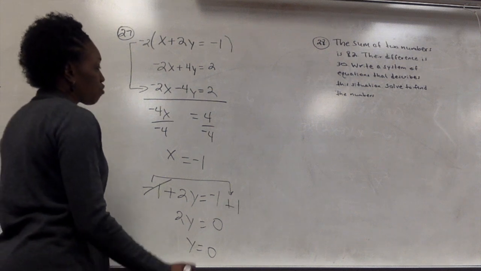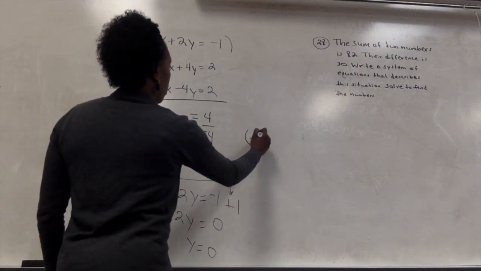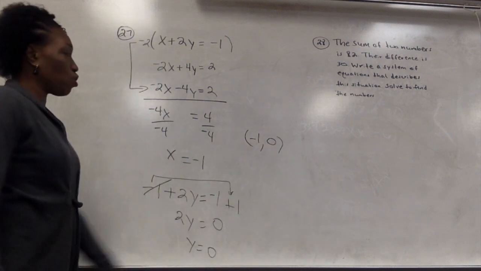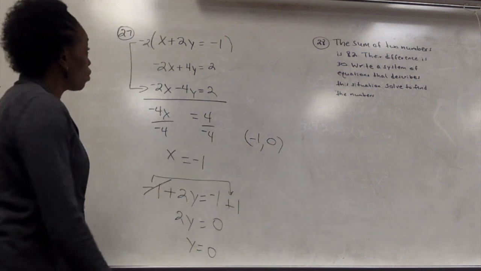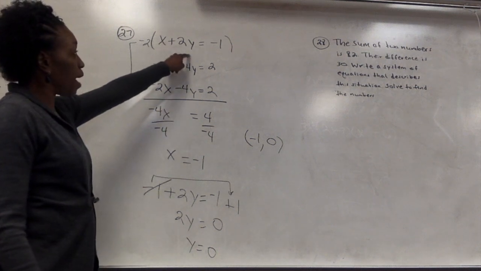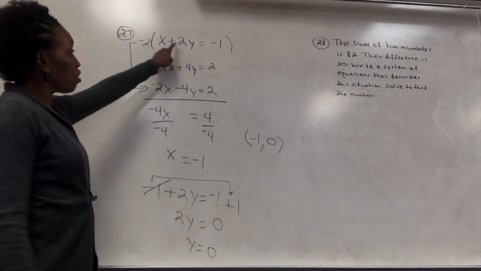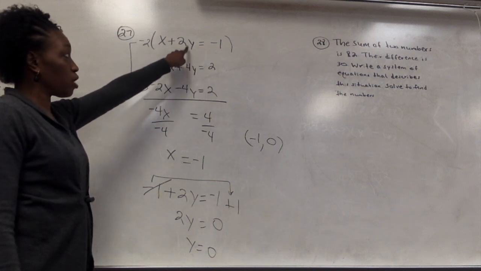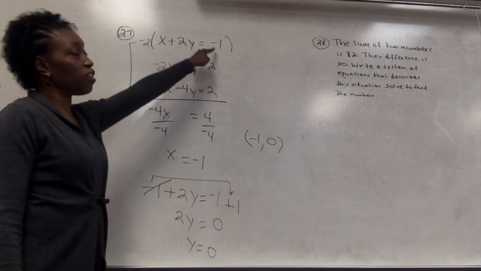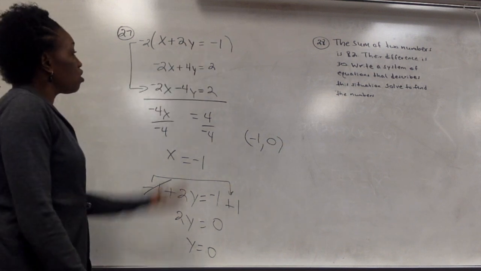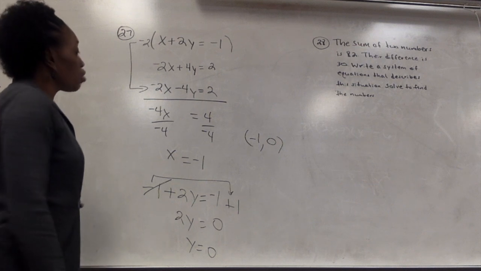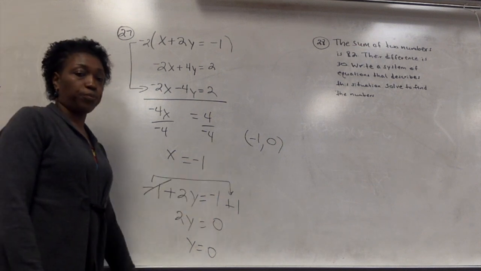So your final answer, I'm just going to write it as an ordered pair, negative 1 for my x, 0 for my y. Now, once again, once you get your x and your y and you want to check this, plug them back into the equations here. So if I have negative 1 plus 0, because 2 times 0 is 0, that will give me negative 1, and it checks out. And you can also check it in your second equation as well. So the solution here is negative 1, 0.